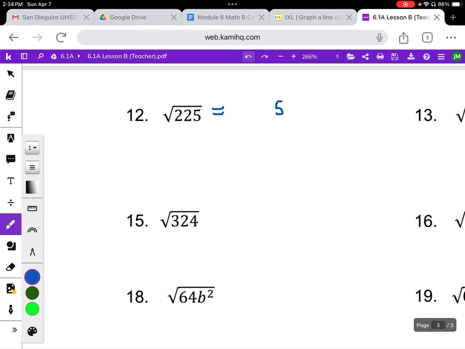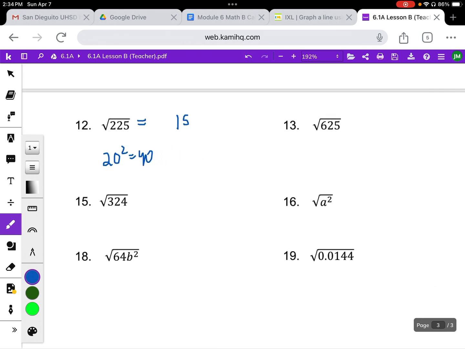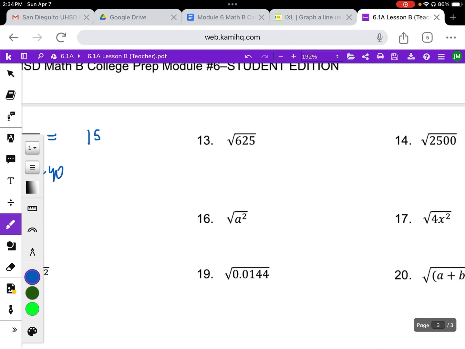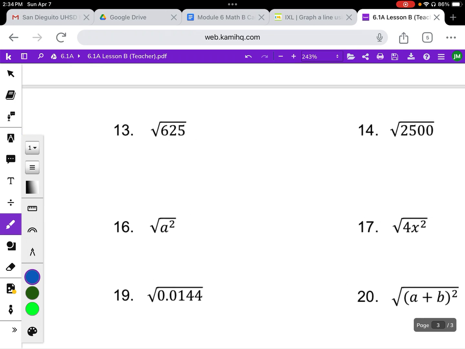And 20 squared is 400, so this probably needs to be 15. 15 squared is 225, or 225 square rooted is 15. So this one is 25. You can check it in the calculator. Or you can also type in square root of 625. We did that right before break.